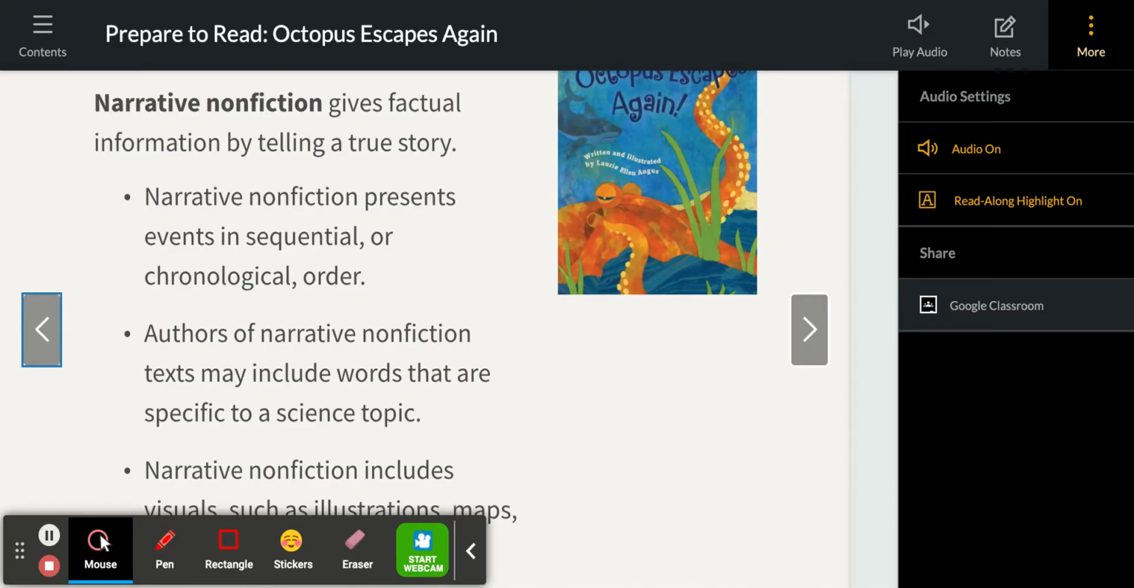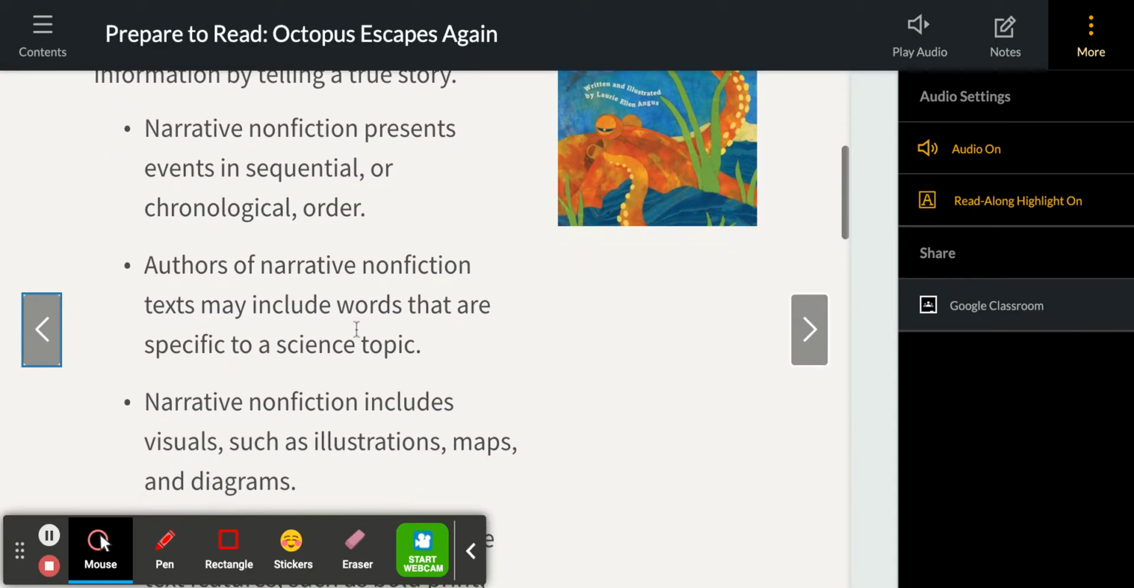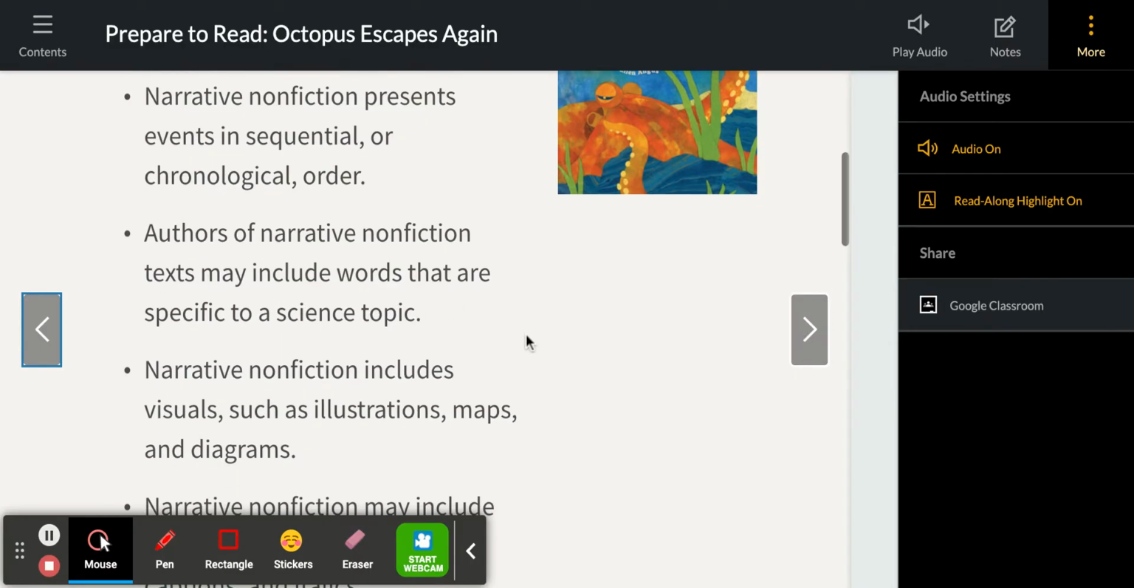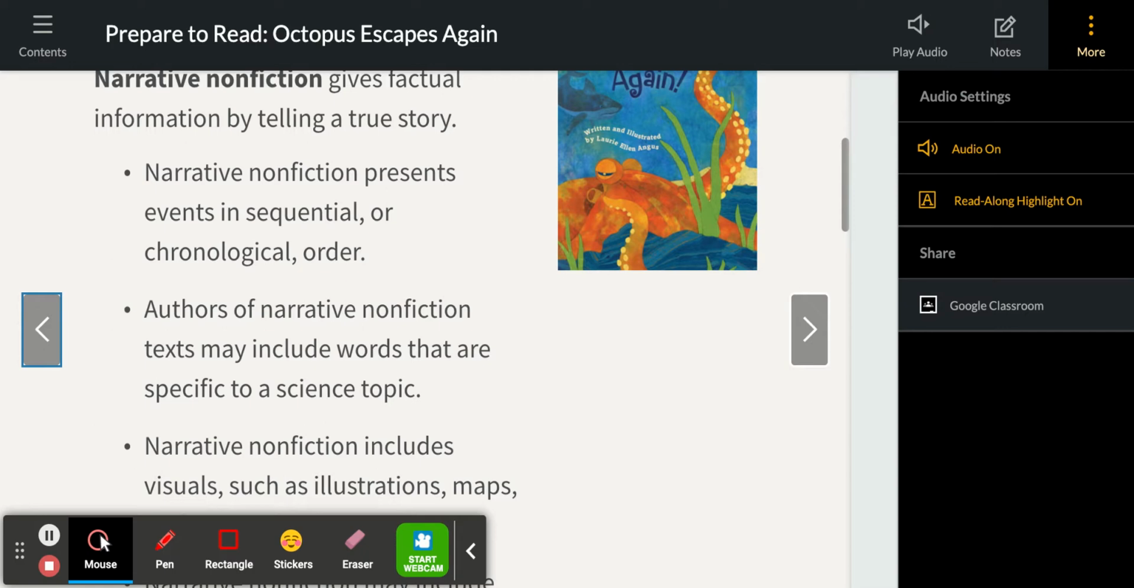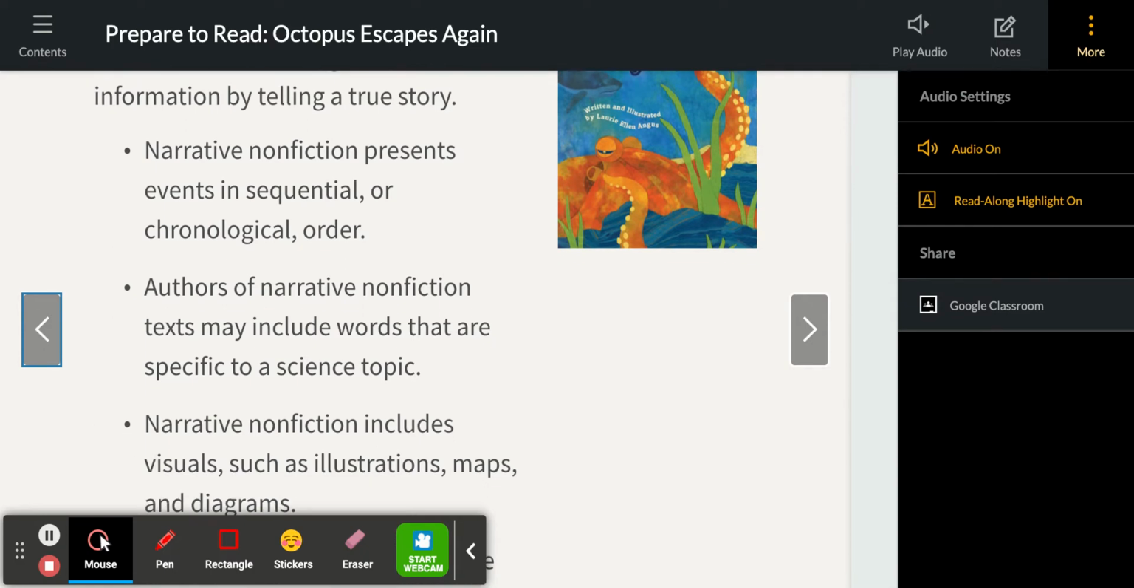So we know that we've studied that, and that means that it starts at the beginning, then tells you what happens next, and then it keeps going in order through the series of events. Authors of narrative nonfiction texts may include words that are specific to a science topic. So, since we know that even though it's a story, it's giving you factual information, usually authors tend to put the word and then the definition, especially when it's a word that the author may think that the reader does not understand or know the definition for.